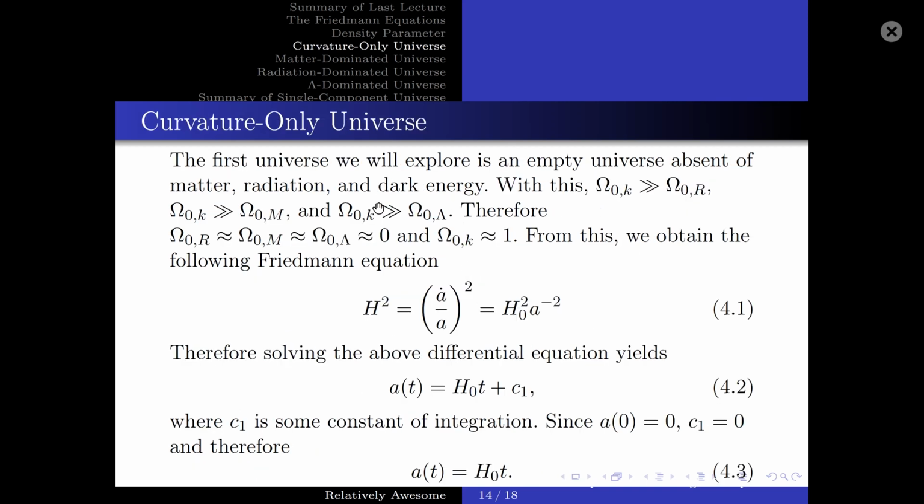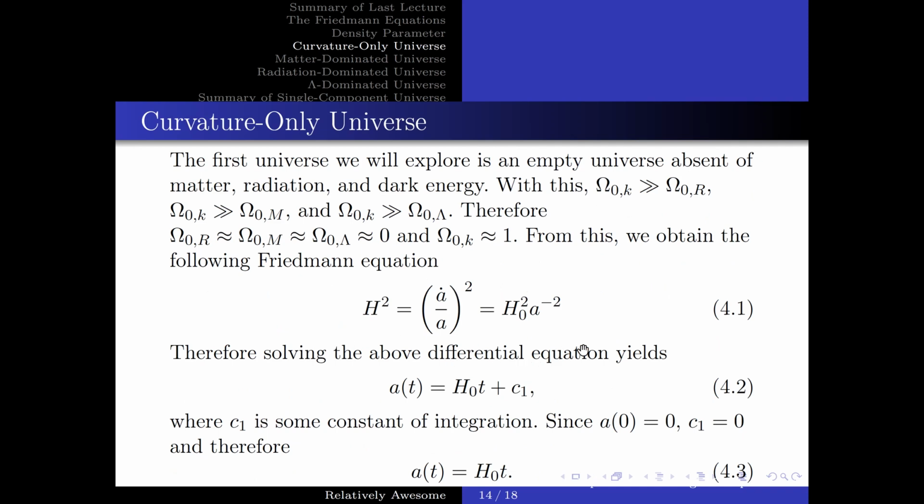The first universe we will explore is an empty universe absent of matter, radiation, and dark energy. With this, Omega 0,k is greater than Omega 0,r, Omega 0,m, and Omega 0,lambda. Therefore, these parameters, Omega 0,r, Omega 0,m, and Omega 0,lambda can be set to 0, and Omega 0,k can be set to 1. And from this, we obtain the following Friedmann equation.